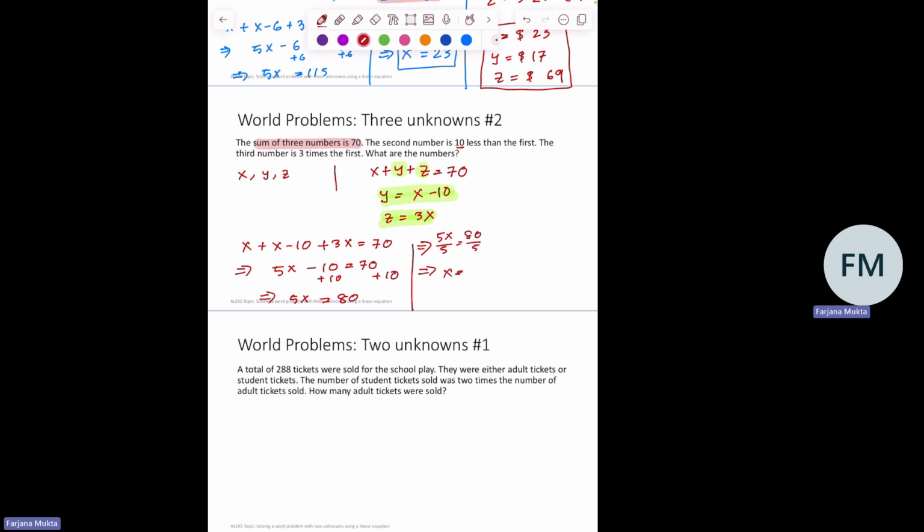So x equals 16. Perfect. Now we'll substitute 16 in y and z. So y will be 16 subtract 10 equals 6. z will be 3 times 16, which is 48. So we have x equals 16, y equals 6, z equals 48.